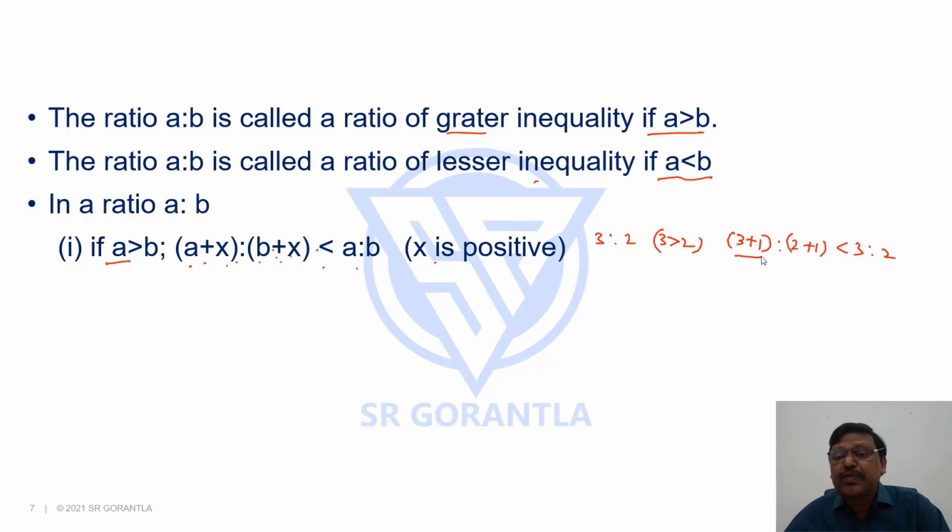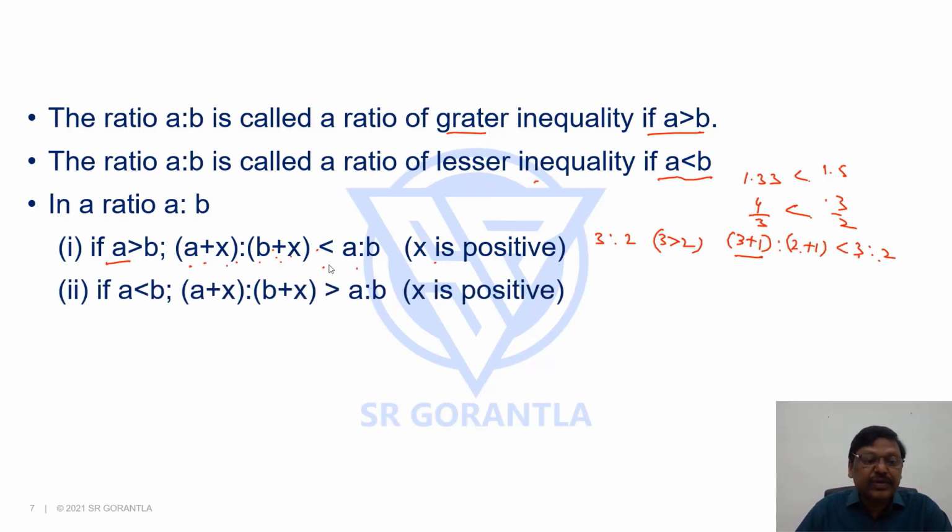Let's check. 3 plus 1 is 4. 2 plus 1 is 3. 4:3 means can I write 4 by 3? 3:2 is 3 by 2. Is 4 by 3 less than 3 by 2 or not? 4 by 3 if I simplify I'll get 1.33. And 3 by 2 if I simplify I'll get 1.5. It is less. Yes. And if a is less than b, a plus x is to b plus x is greater than a is to b.